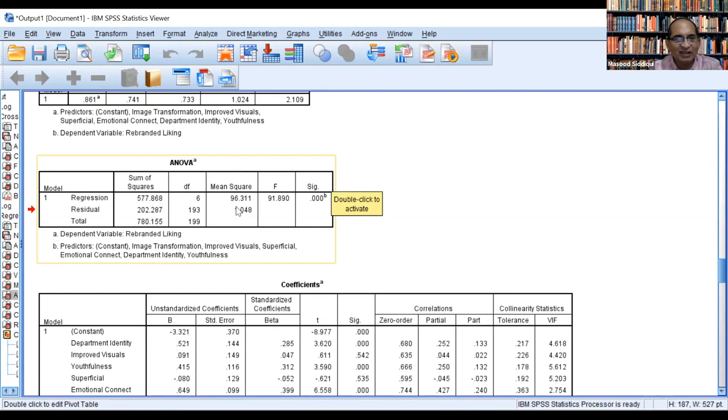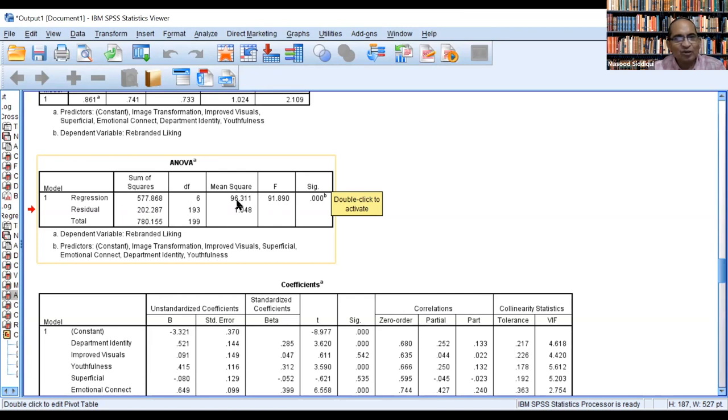It will be 5778.866 divided by 6. We are getting 96.311. Here we have 202.287 divided by 193. We have the mean square, or the variance, as 1.018. As you observe, variance because of regression is 96, and variance because of residual, or the error term, the unexplained variance, is just 1.08. So 96 is much higher as compared to 1, as we have discussed. And f is the ratio of explained variance upon unexplained variance.